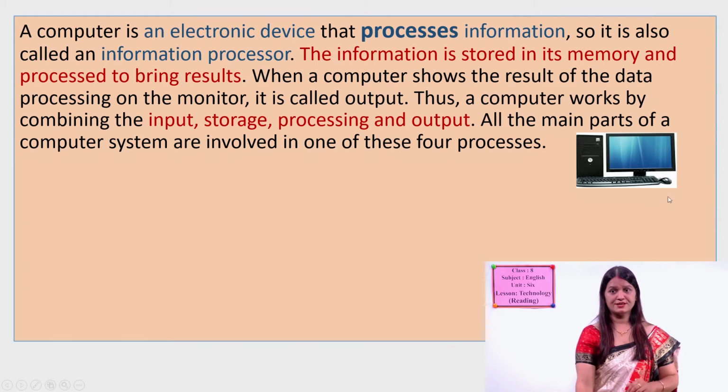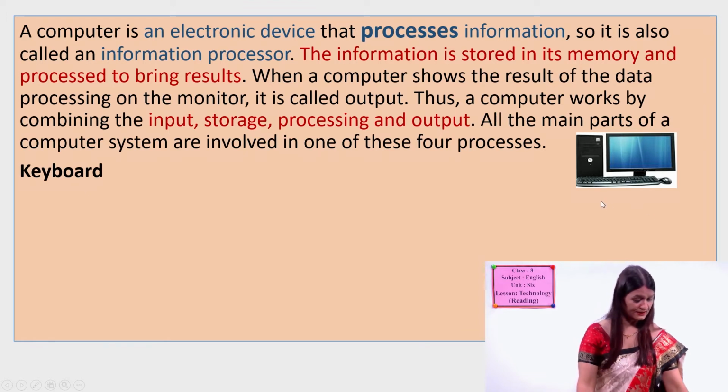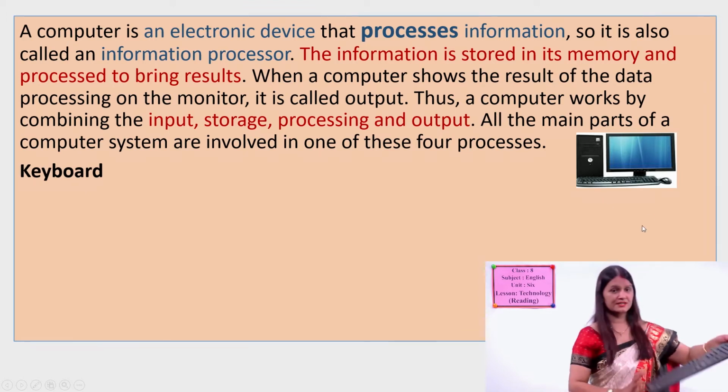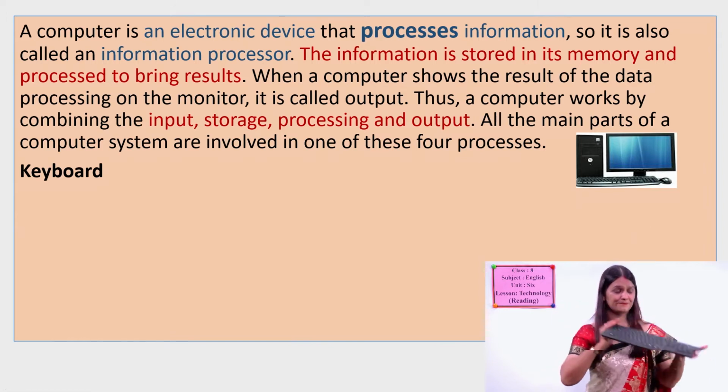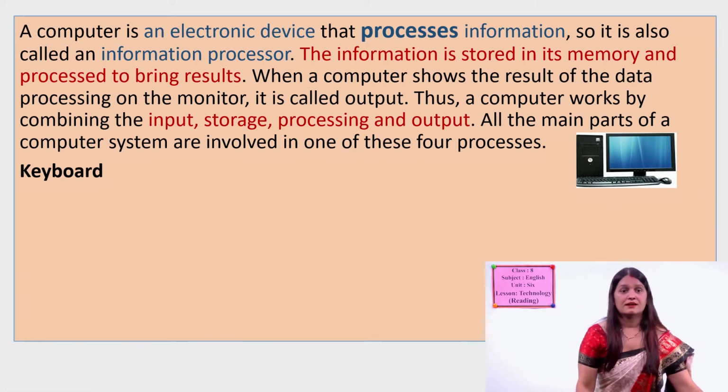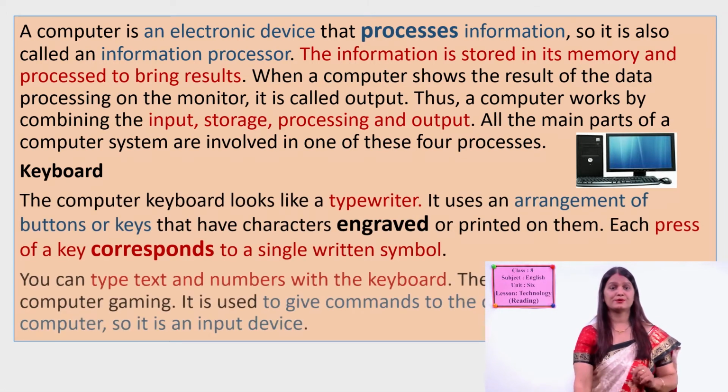You can see here computer. Okay, this one is desktop. Okay, monitor you can see here. This is CPU, keyboard, and mouse. So we are learning in detail about these things. First, keyboard. You can see here keyboard, right? This is a keyboard. Let's read about the keyboard.